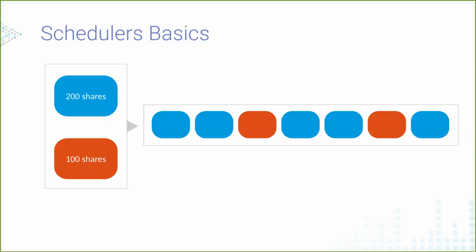Alternatively, you can increase the preferred one. So you give 200 shares to the blue one and 100 shares to the red one, and you get the same results. The reason is that shares are only relative. The actual number doesn't matter by itself. If you only have one load or one consumer, it will not be that important how many shares it really gets, because it will get all of the resource.